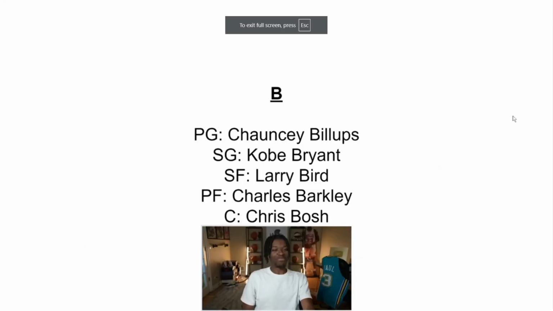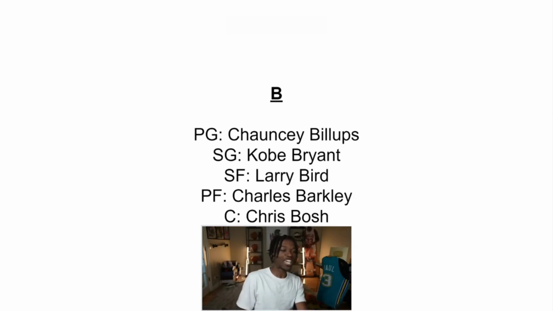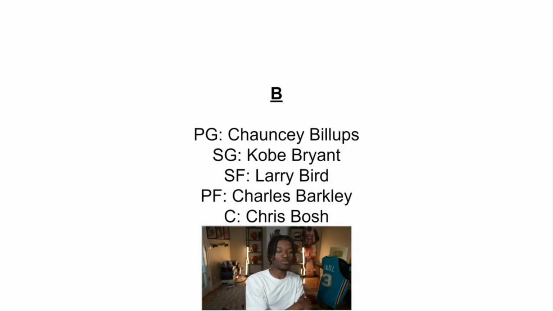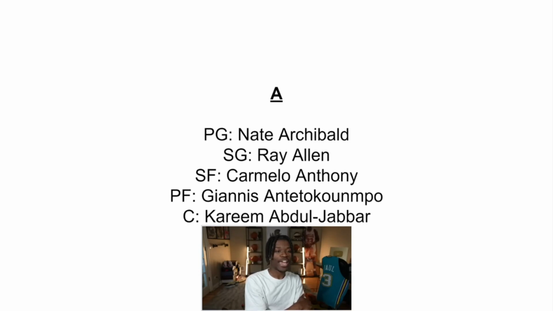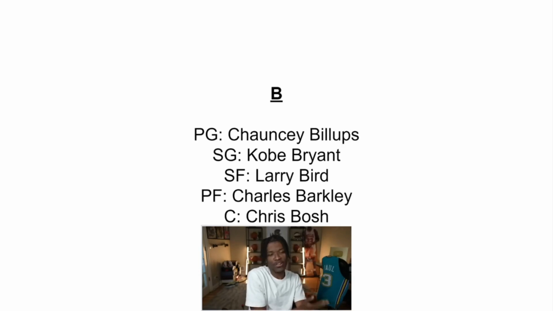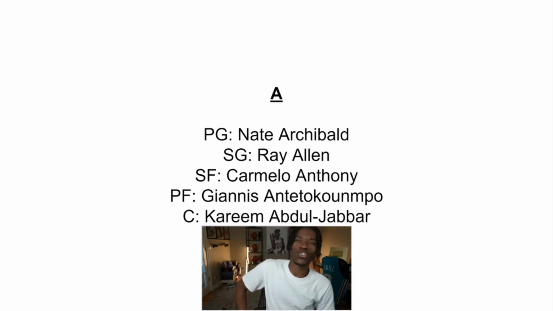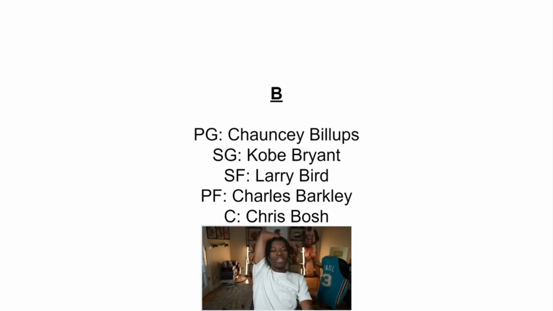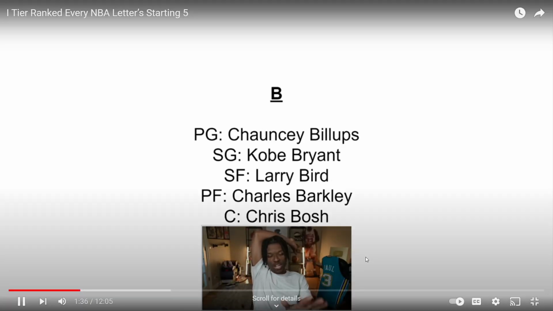Okay. Yeah, B has Bird and Bryant, Bosh, Barkley, and Billups. Which team is better here? Chris Bosh is not doing anything with Kareem Abdul-Jabbar. I agree. Giannis and Charles Barkley is very, very cool. Of course, Larry Bird and Carmelo, Larry Bird and Kobe get the shooting guard and small forward, and then Tiny Archibald is higher than Chauncey Billups. Everything can be S tier, so we have to adjust our playing field. I don't think it's that far off. Those are 2 top 10-ish players of all time.